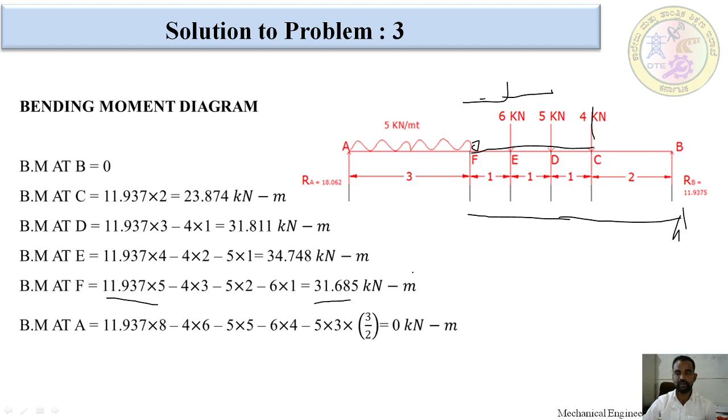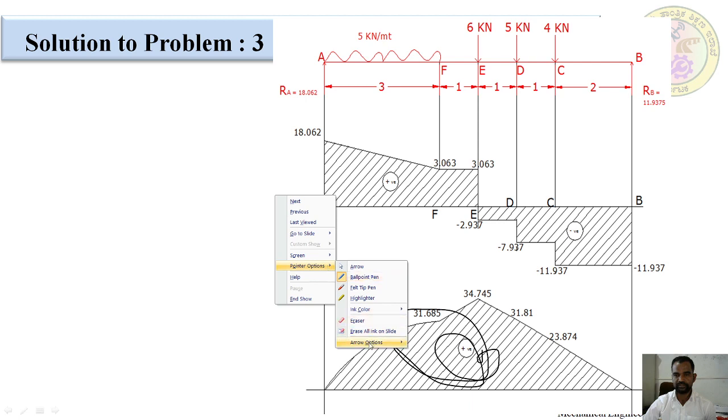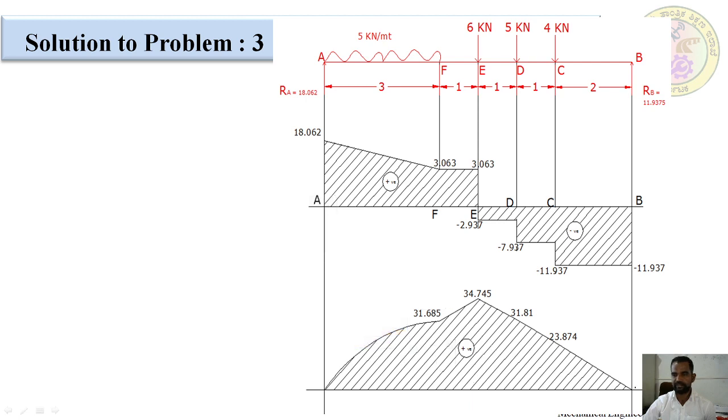Next, we are going to draw the bending moment diagram. This is the bending moment diagram. Okay. Firstly, how much value do we have at B point? This is 0 point.